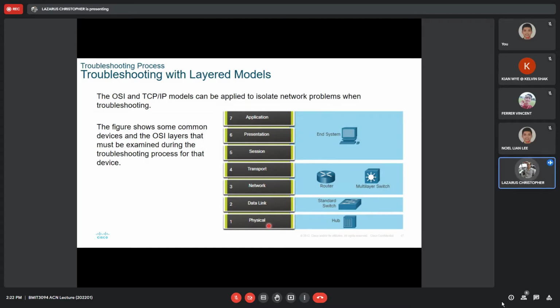Sometimes an incorrectly terminated cable, that means the RJ45 there is loose, right? Someone accidentally kicked the cable or something like that, and then it becomes loose. So that's a physical problem, right? So different layers need different ways to investigate and different solutions, right?